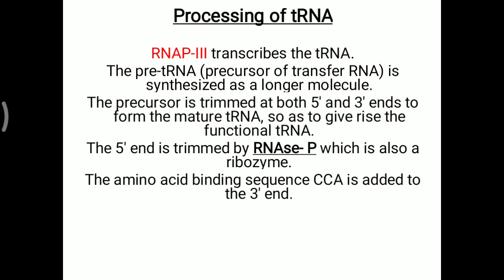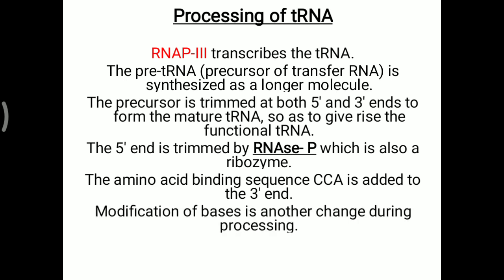The amino acid binding sequence, that is CCA, cytosine, cytosine, adenosine, is added to the 3' end of each and every tRNA molecule. Modification of bases is another change during the processing of the tRNA.